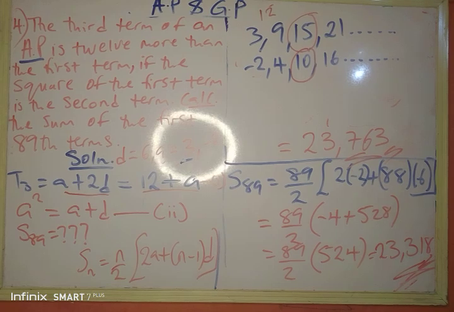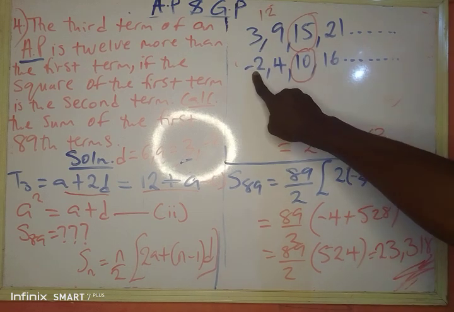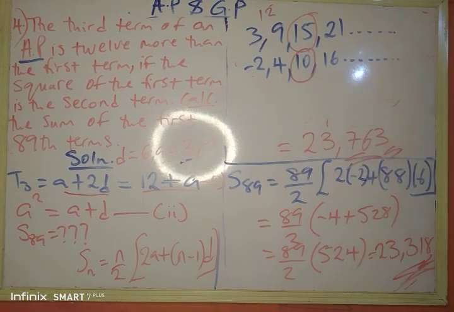If the square of the first term is the second term, the square of 3 is 9, the square of minus 2 is 4. Definitely I can actually have 2 sequences for that kind of question. Thank you. Now let's move to question 5.